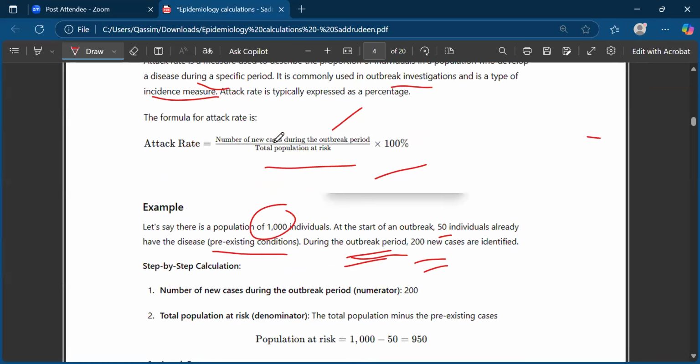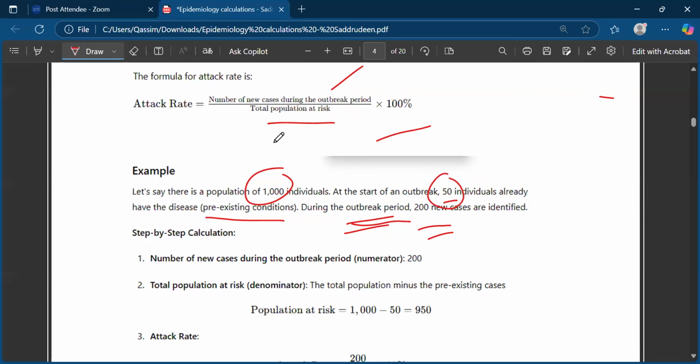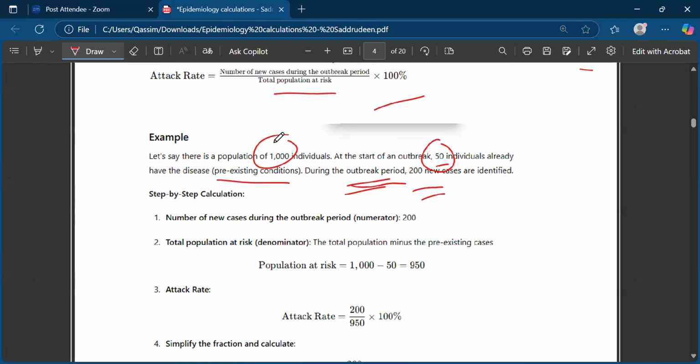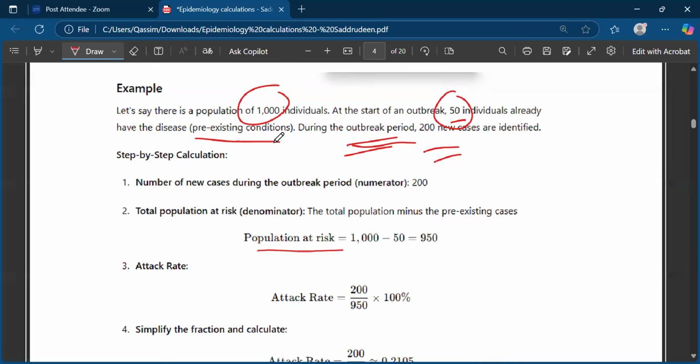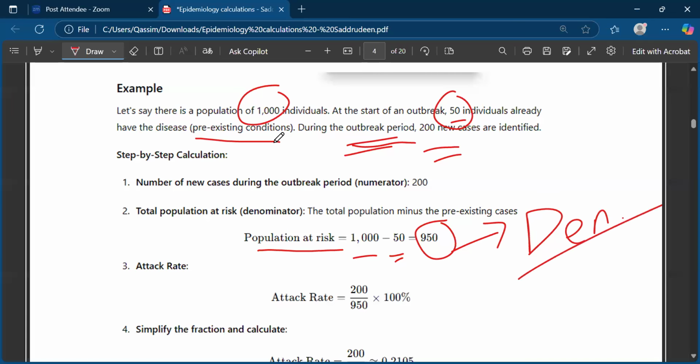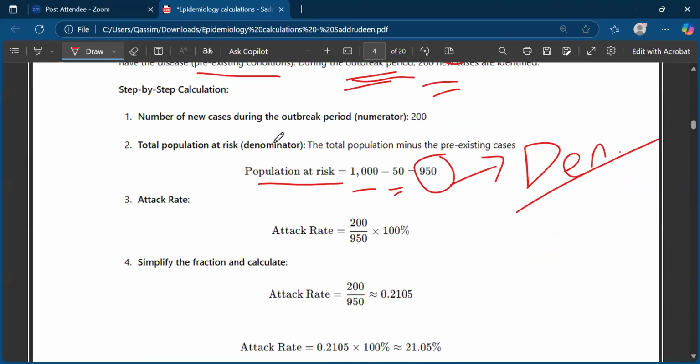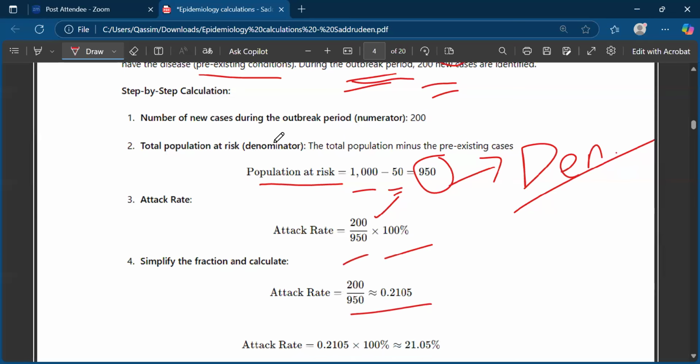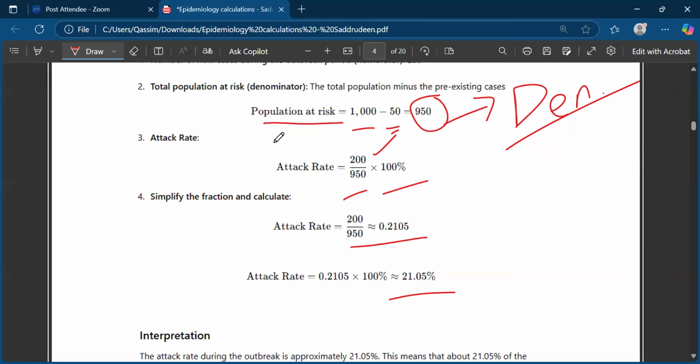You're told to calculate the attack rate. Let's get back to the formula. The denominator says total population at risk. Let us see. Are these 50 individuals who already have the disease at risk? No, they're already affected. So first of all, we have to get our population at risk. We do 1,000, which is the total population, minus these 50 diseased individuals, and we have 950. This automatically becomes our denominator, okay? Then, what is the attack rate? We just get the new cases, the 200 people, over 950 times 100%. So we get a fraction, 0.2105, and then we multiply by 100%, we get 21%, or 21.1%. That is how you calculate your attack rate.